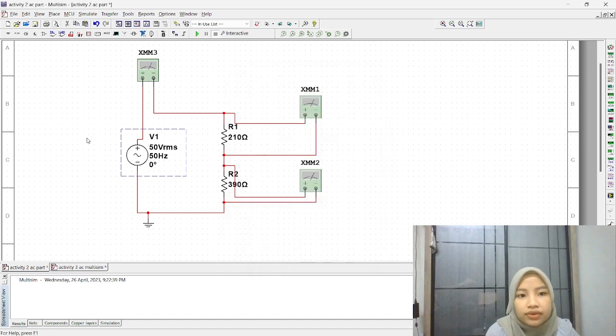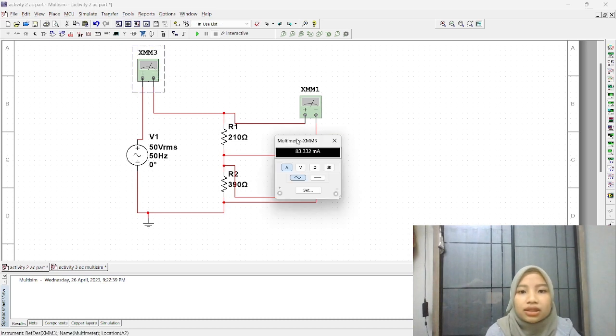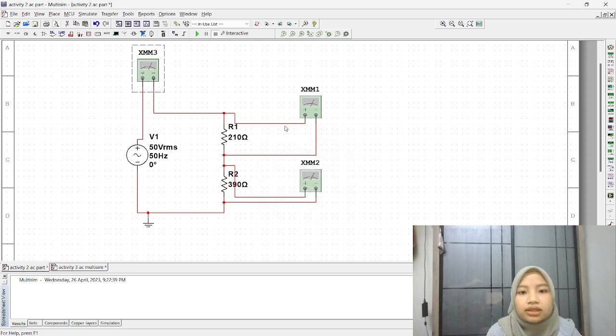and then for the voltage also 50. Okay, after that we need to have two resistors. The first resistor is 210 ohm, and the second resistor is 390 ohm. Okay, for the measuring tools, we need two types: ammeter and voltmeter, but they both use the same tool, the multimeter. For the multimeter, first we must set it up as an ammeter, in a DC condition, to measure the current value for this loop.